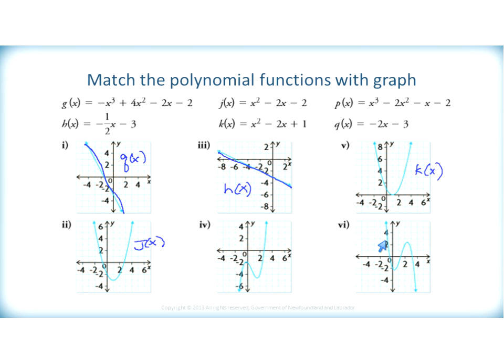If we look at g of x, we have a negative leading coefficient. If we look at p of x, we have a positive leading coefficient. A positive leading coefficient will give us an n. So this one will be p of x. And a negative leading coefficient will give us a backwards n, g of x.